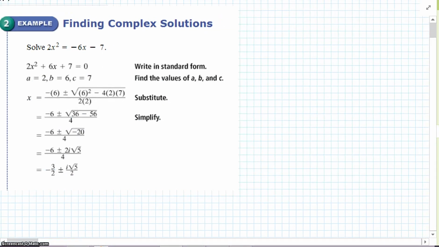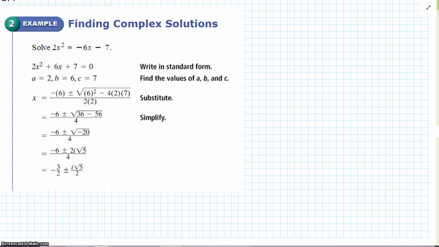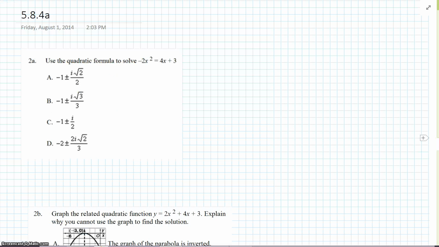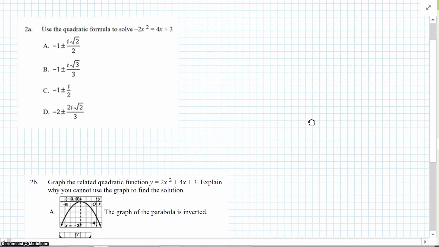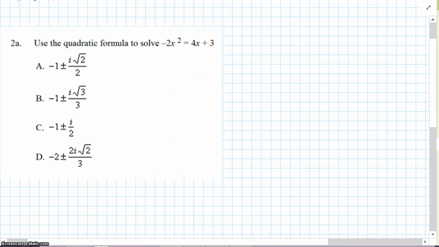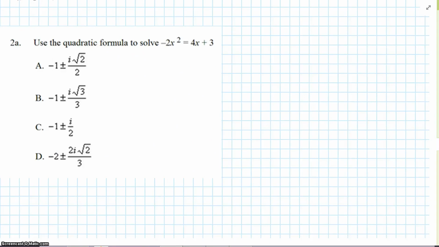Finding complex solutions. We'll just follow along in the book. It gives you an equation. Step 1, write it in standard form. Step 2, identify a, b, and c. Step 3, substitute in the quadratic equation. Simplify, take your steps, and follow along. Pretty easy stuff. Okay. We're not worried about 2b right now. Use the quadratic formula to solve.